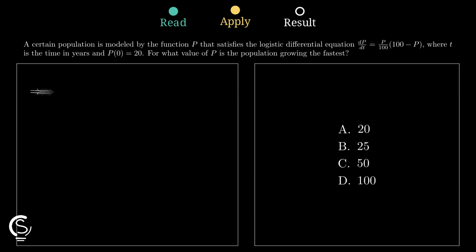Next, we recognize that the growth rate is a downward opening parabola when plotted against the population, meaning the maximum value must occur exactly at the vertex of this quadratic function.